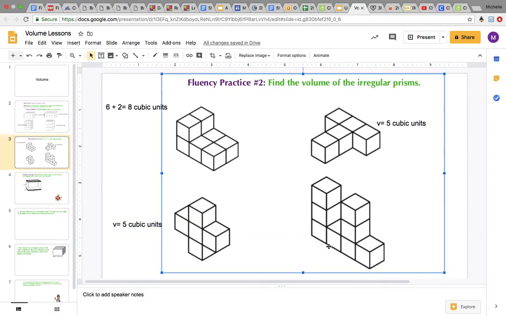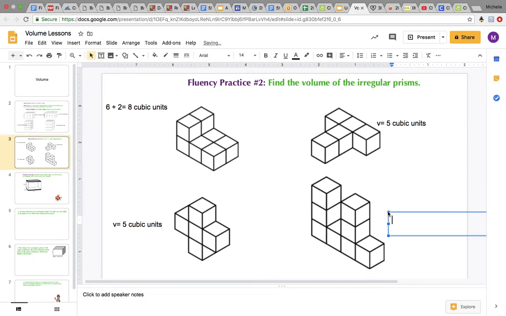All right, and our last one, let's take a look. Our bottom layer has 1, 2, 3, 4. The second layer, it looks like there's a row missing in between. So there's 1, 2, so we're at 6. And then our top layer has the same thing, 7, 8. 8 total boxes, so our volume equals 8 cubic units.